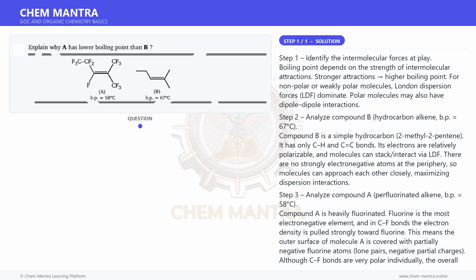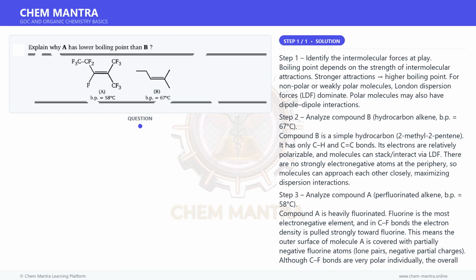Step 5. Compare molecular weights. Check if molecular weight favors A having a higher BP. Despite A having a much higher molecular weight than B, which would normally increase LDF and raise BP, the repulsive effect of the peripheral fluorines and their low polarizability more than compensates, resulting in A having a lower boiling point.